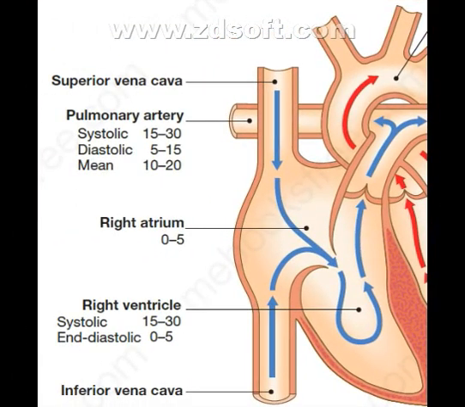There is the pulmonary artery, where systolic pressure is 15 to 30 millimeters of mercury, diastolic pressure 5 to 15 millimeters of mercury, and mean pressure is 10 to 20 millimeters of mercury. In the right atrium, the pressure is 0 to 5 millimeters of mercury. In the right ventricle, systolic pressure is 15 to 30 and diastolic pressure is 0 to 5, and there is the inferior vena cava.